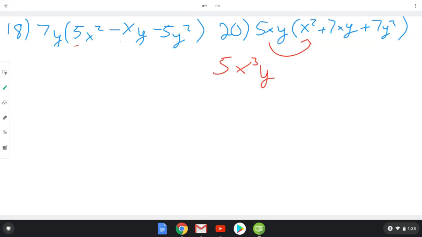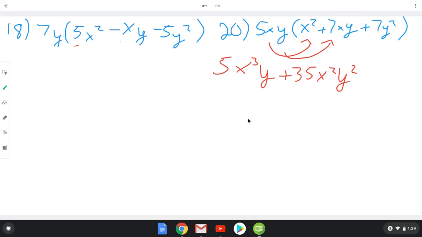Okay, and then I'm going to do 5xy times 7xy. So 5 times 7 is again 35. X times x is x squared. And y times y is y squared. So this time I had both in both, so I had to combine both the x's and the y's.